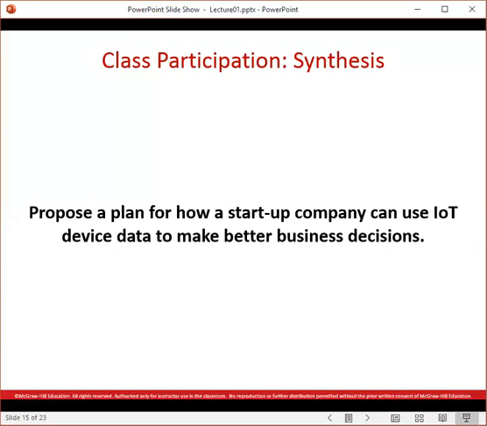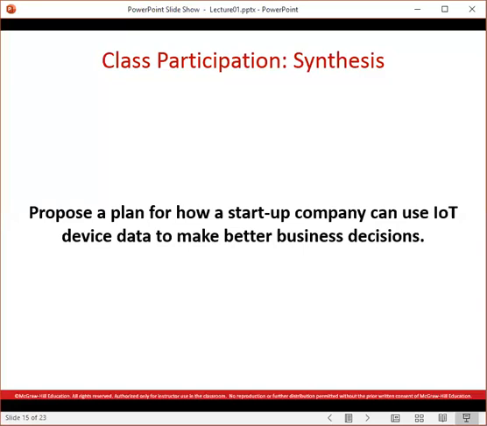So, propose a plan for how a startup company can use IoT device data to make better business decisions. Well, IoT data, in other words, data about the environment, competitors, suppliers, distributors, IoT data from these market segments feed into Porter's 5 forces model to analyze an industry to determine how attractive it would be to enter. Once determining if it would be profitable to enter a certain industry, the company would need to determine which of Porter's 3 generic strategies to follow to ensure success. And then once the company is up and running, it can use Porter's value chain analysis to examine and redefine its business processes to ensure it is operating as efficiently and effectively as possible.